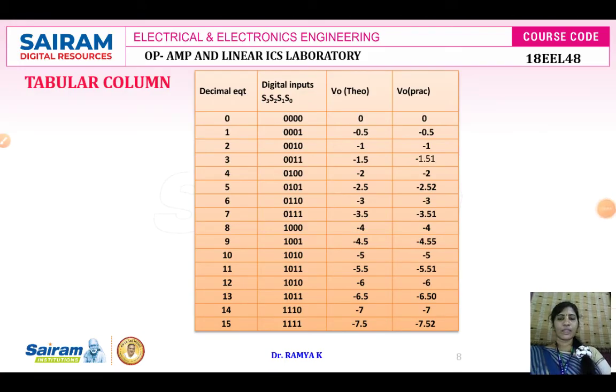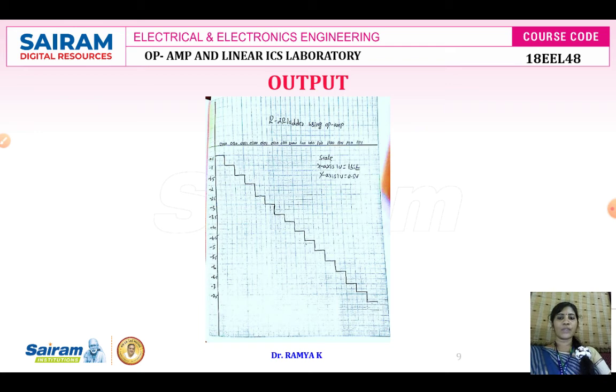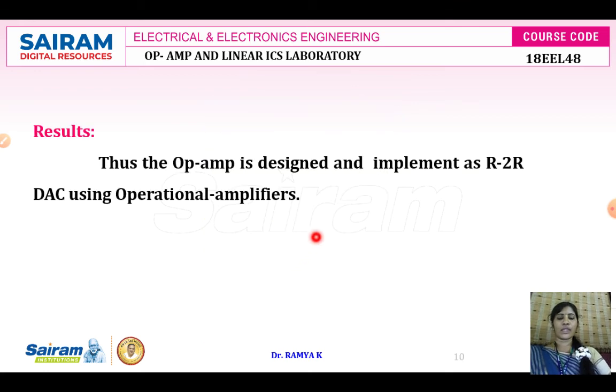With the experiment conducted, the value of the output voltage has practically been noted down for all digital values, from 0 0 0 0 to 1 1 1 1. The practical values obtained are compared with the theoretical values from the previous calculation formula. The output is drawn with the x-axis representing the digital value and the y-axis representing the voltage. Thus the op-amp is designed and implemented as an R2R digital to analog converter using an operational amplifier IC741.